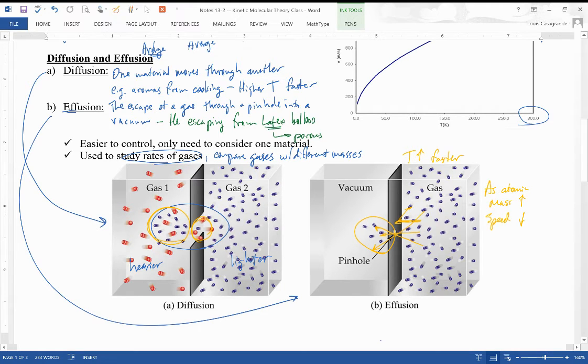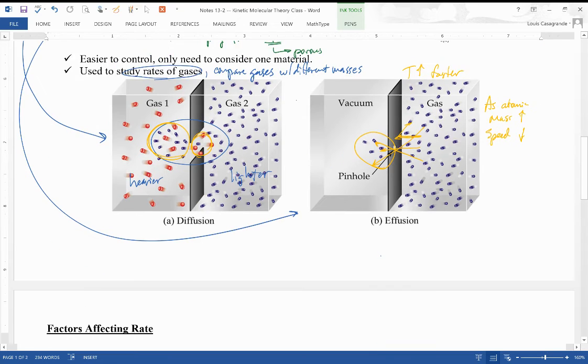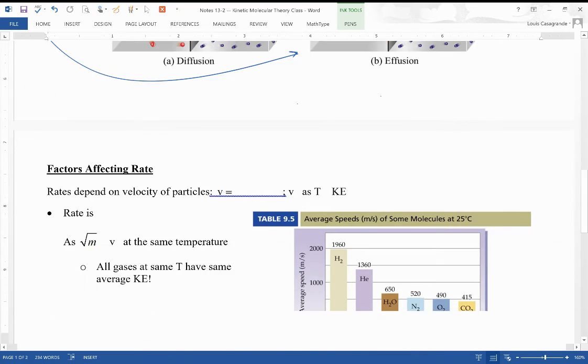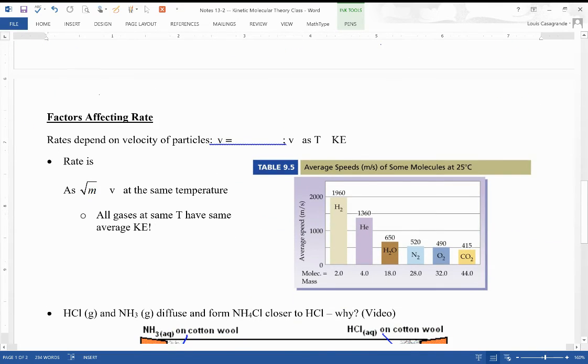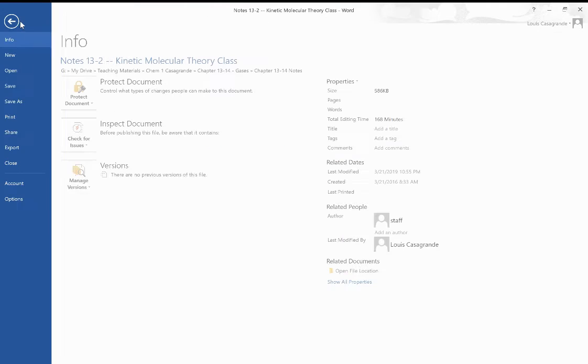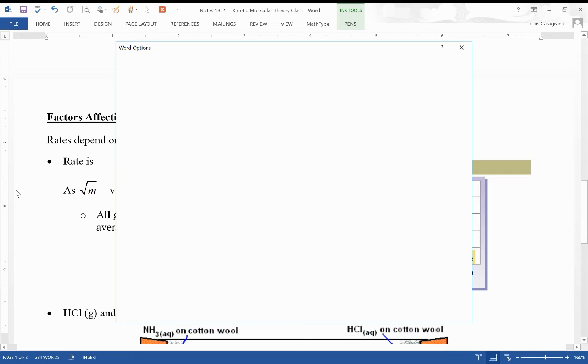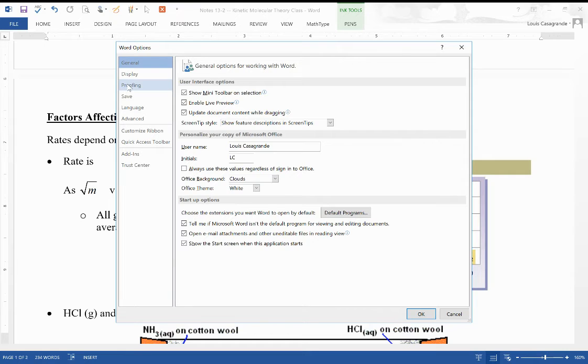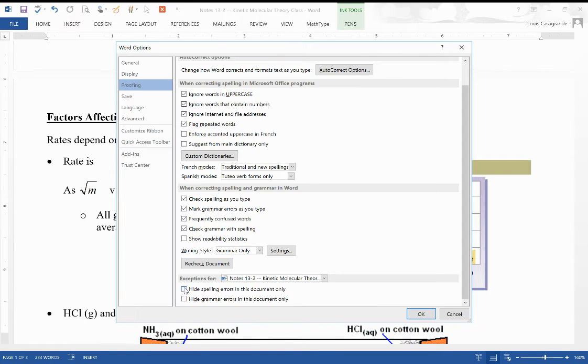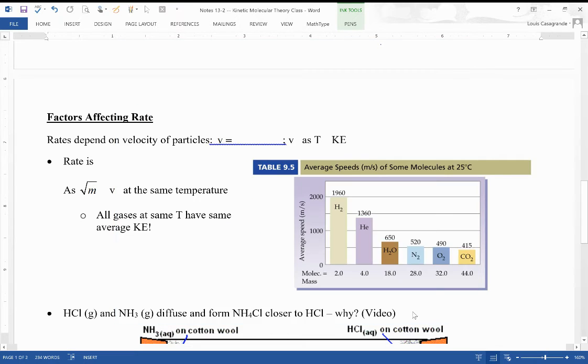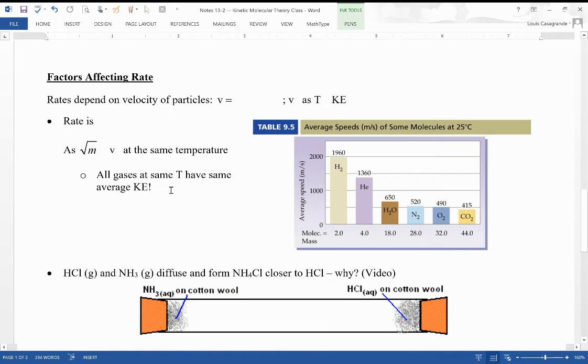Okay, let's turn the page over and talk about the factors that affect these rates. And I've already given you a few. Oh, I didn't get rid of that. Let me get rid of that underlining there. Sorry about that. I thought I had done this ahead of time. That's all right. Just like being in class.